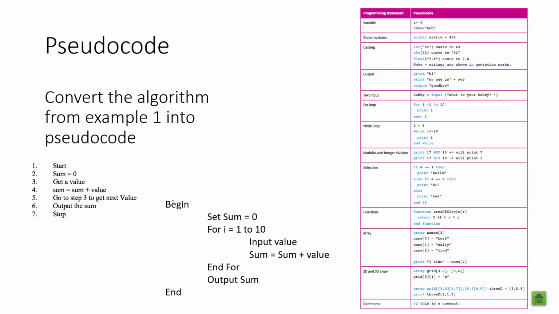But if you said something like begin, set the sum to 0, so set the sum variable to 0, for I equals 1 to 10. So I is a local variable, starting at 1, going to 10, input some value from the user, sum equals sum plus value, end for, output sum. Very simple, very straightforward. Pseudocode is a skill, you've got to practice it, so use algorithms to do that. There's loads of them out there. If you want some, let me know. I'll get loads for you, thousands of them.